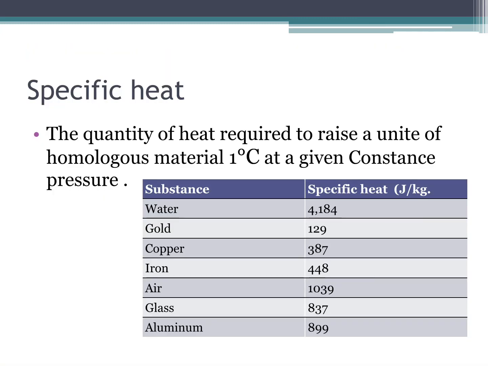Specific heat and temperature change. What is specific heat? Specific heat is the quantity of heat required to raise a unit mass of homogeneous material 1 degree Celsius at a given constant pressure. Or you can say it is the amount of energy needed to change the temperature of 1 kilogram of a substance by 1 degree Celsius at constant pressure.